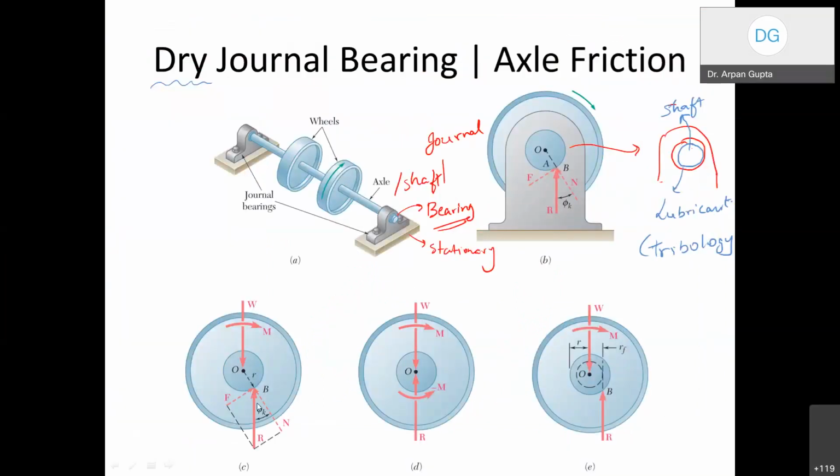this is what we have drawn there. Ideally the reaction would have been along N, but the reaction or the resultant has moved by an angle phi, which is the friction angle, as we have discussed in the last few classes. If there is a sliding contact, then we call this kinetic friction, phi k. If things are static, then we call it phi s. In this case, of course, there is a relative motion. So this is the moment.